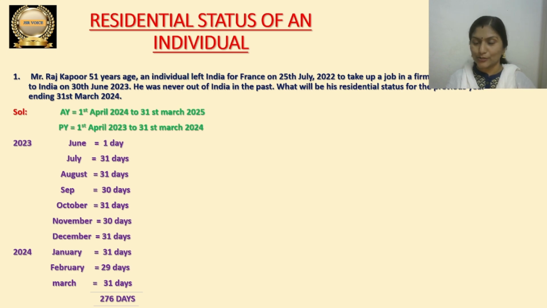I mentioned in the solution, PY means previous year. So what is our present previous year? That is very important. Here our present previous year is 1st April 2023 and it ends on 31st March 2024, a 12 months period. After that year, the next year will be our assessment year. AY means assessment year. It starts from 1st April 2024 and ends on 31st March 2025. That is our assessment year.